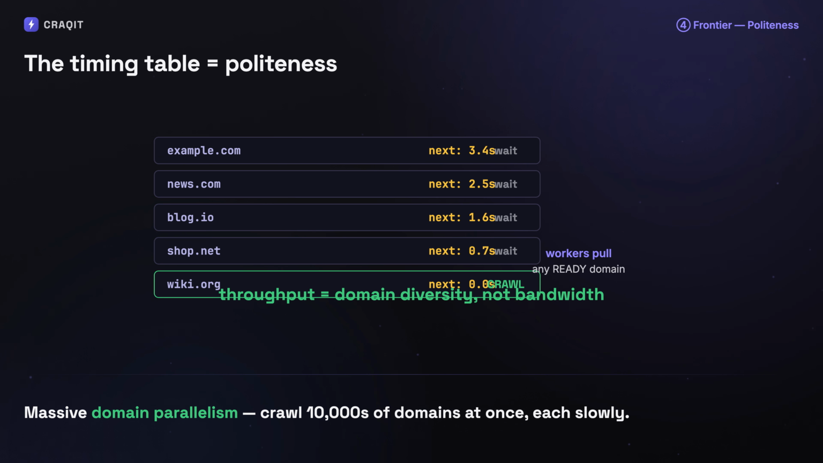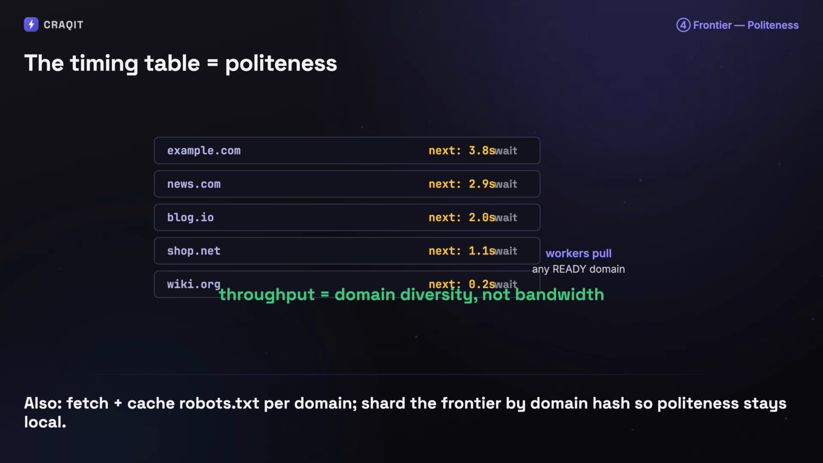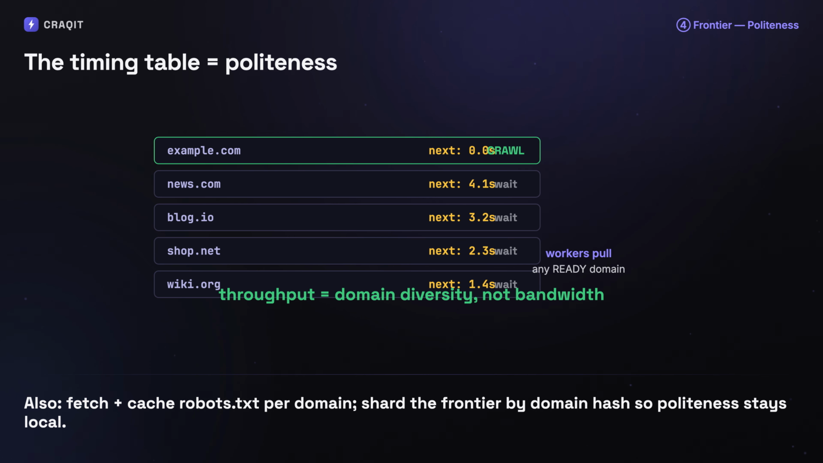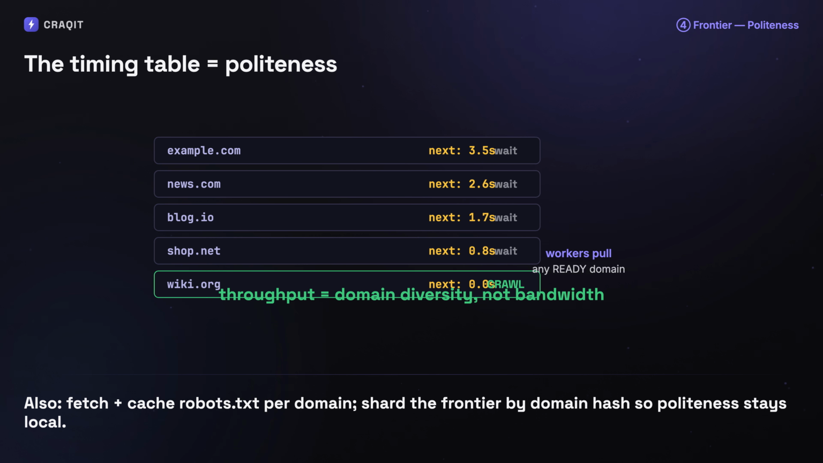Robots.txt. Before crawling any domain, fetch and cache its robots file, honor disallow and crawl delay, and cache it with a TTL so you're not refetching it constantly. And durability. 1 billion URLs don't fit in memory. So the frontier is disk-backed and sharded by domain hash, which conveniently puts all of 1 domain's URLs and its politeness state on the same shard, so enforcing the crawl delay never needs cross-node coordination.